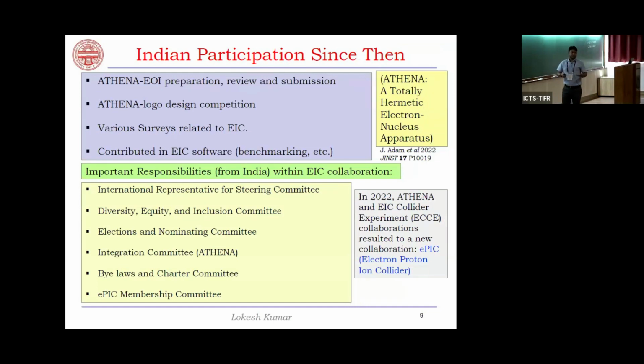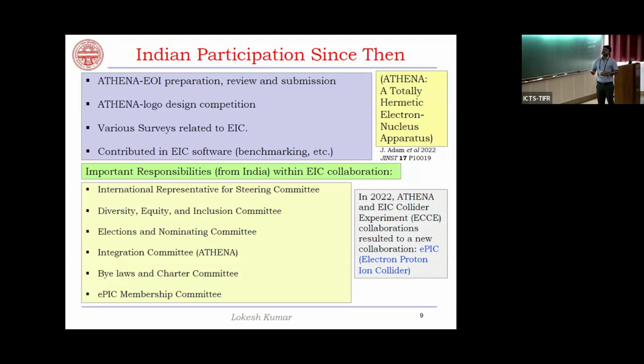So since our getting together, as a group, we have been participating in various EIC activities. As you know, there was a collaboration formed as Athena. Most of us were in the Athena collaboration, and we participated in the Athena EOI preparation, its review and submission.